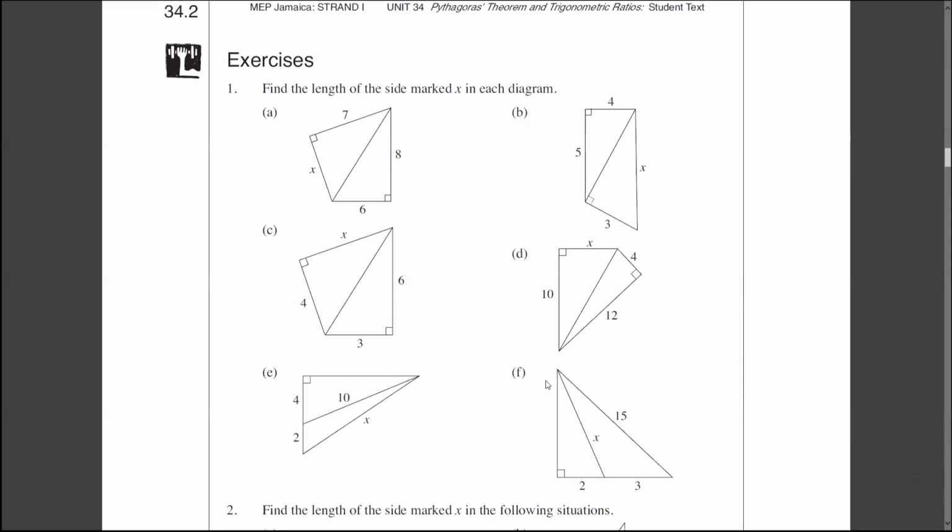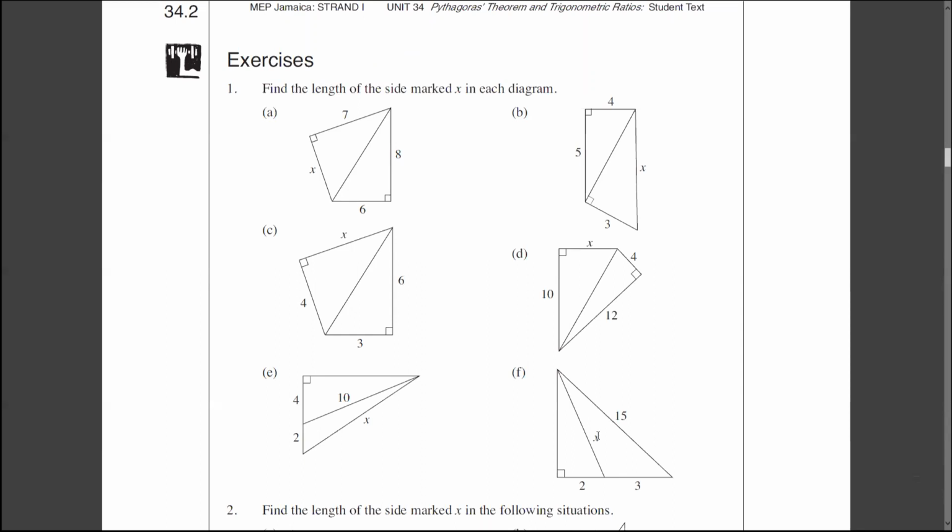Then you use the height and the length of the shorter side, because now you're looking at the inside triangle, and then you find the hypotenuse. Take the square root and you get x. And that's how you would do that question.